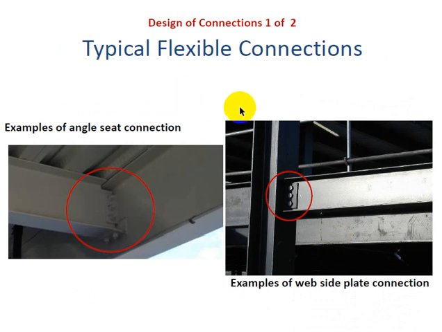So now we're having a typical flexible connection. You can see here in the real photos that this is the web of the beam, and this is called the flange. So we're connecting the web of the beam, this is a secondary beam and this is a main beam, to the web of the main beam. This is a connection between two webs, and you can see no flange is getting involved. So that means this is a flexible connection.